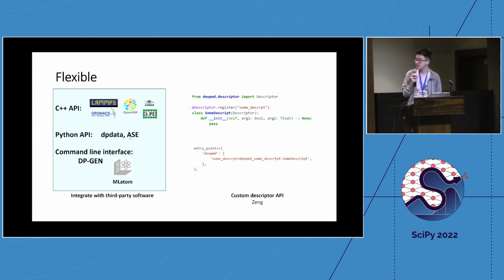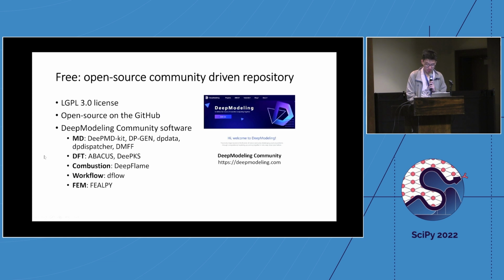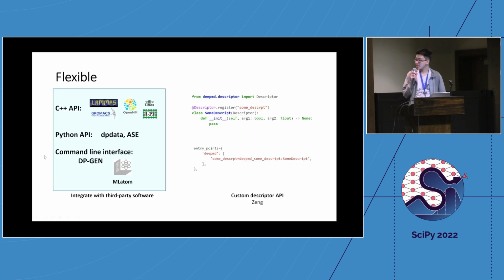And ASE has some useful tools for molecules. And the command line interface is usually used for workflow software. DP-GEN is the software we developed to do the active learning cycles to train deep potential models.